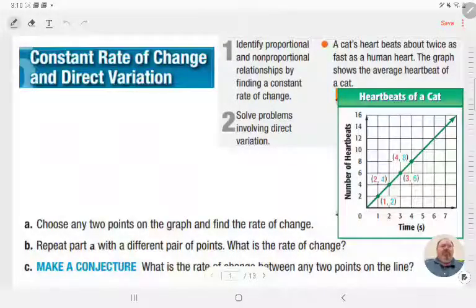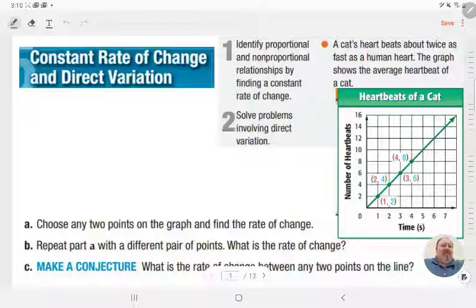All right, so today we're talking about the constant rate of change and direct variation. We're going to identify the proportional and non-proportional relationships by finding a constant rate of change and solve problems involving direct variation. So this first part says, a cat's heart beats about twice as fast as a human's heart.